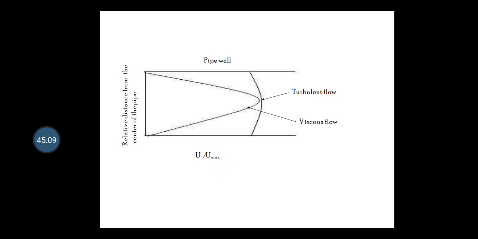Here the flow of fluid in the middle of the pipe is faster than the fluid nearer to the wall. So the velocity of the fluid approaches zero as the pipe wall is approached.